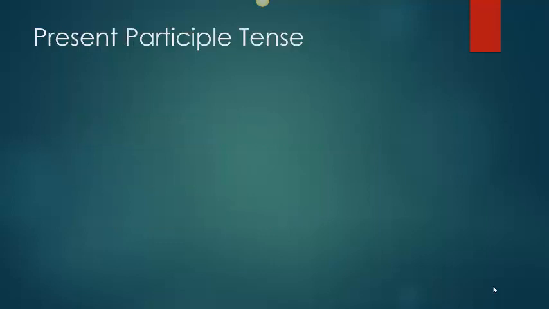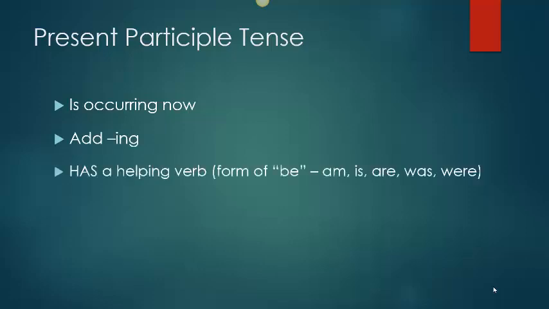Present participle tense. This one's pretty easy. It means it's occurring now. All you do is add an ing, but then you also have to have a helping verb. It's going to be a form of be: am, is, are, was, were. So is sailing, am memorizing, are studying.